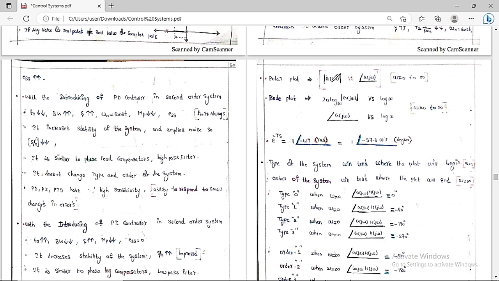I've already told you that with the help of the polar plot only we are going to draw the Nyquist plot. With the help of the polar plot we are going to get the Nyquist plot. So now, what is the Bode plot?